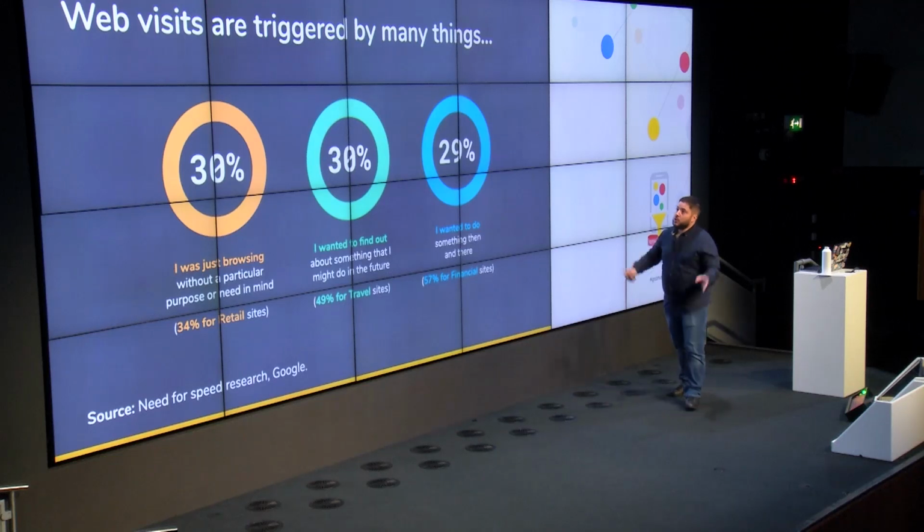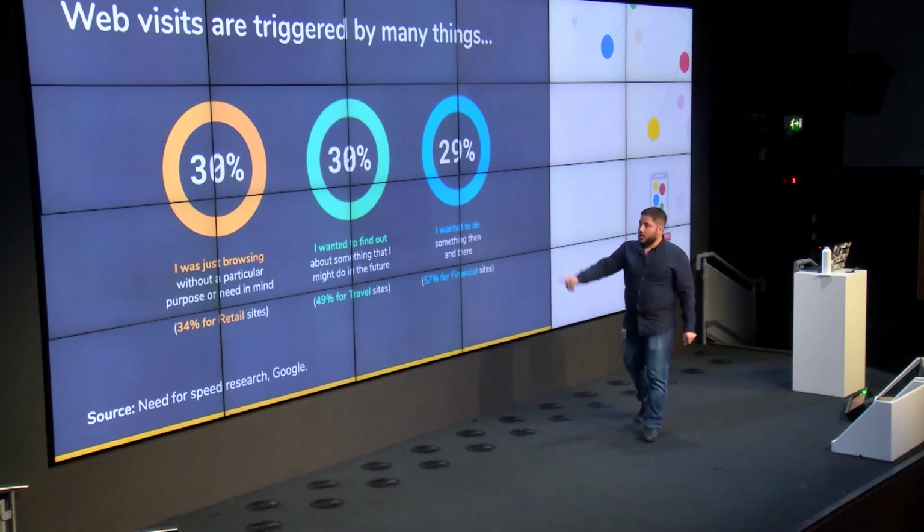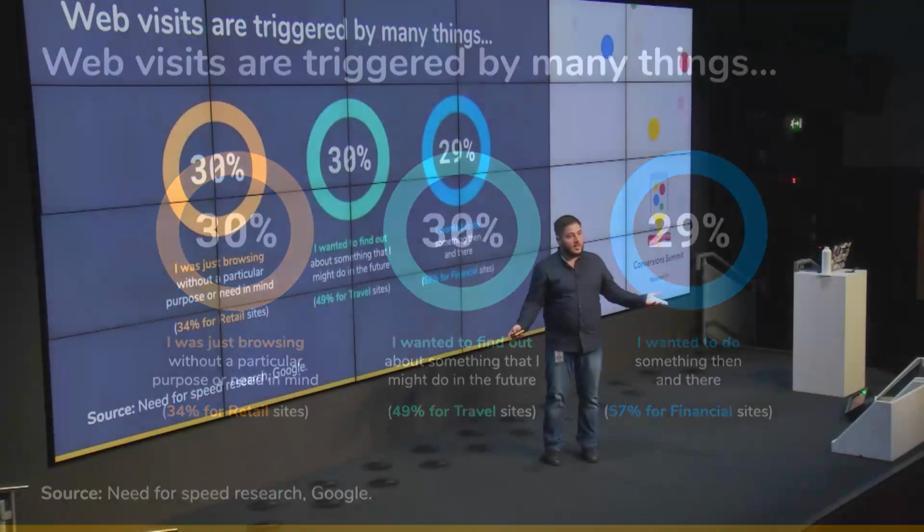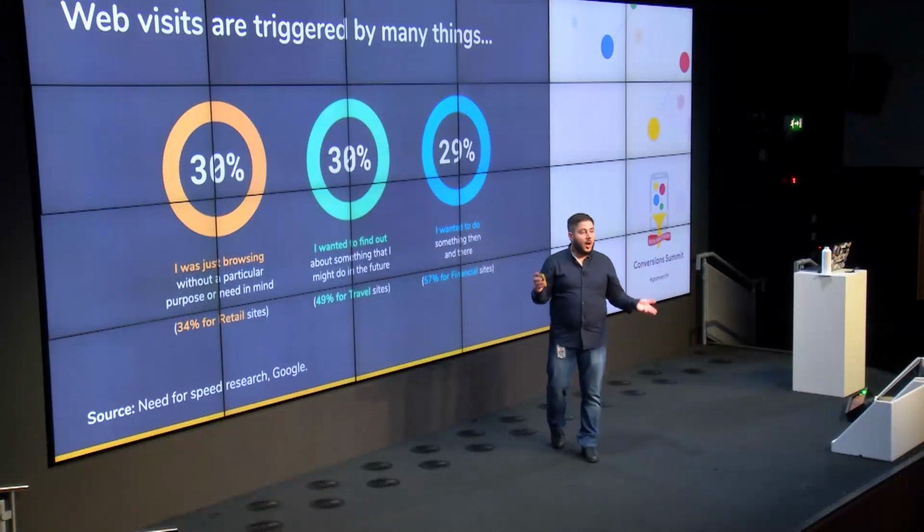Now, we're going to talk about intention. So 30% of users are just browsing. When you ask what triggers your web event, they're just browsing. So doctor's office, on the bus, whatever, they're just killing time. This goes up slightly for retail sites to 34%, which makes sense, right? Just idly window shopping.